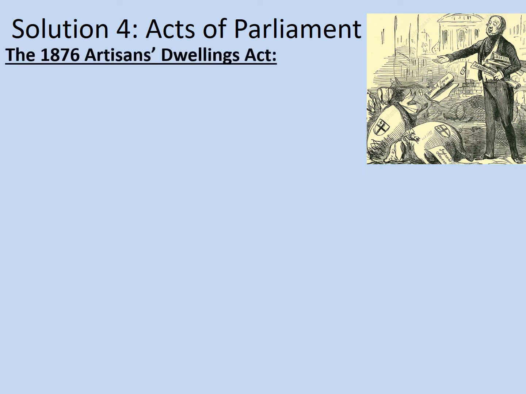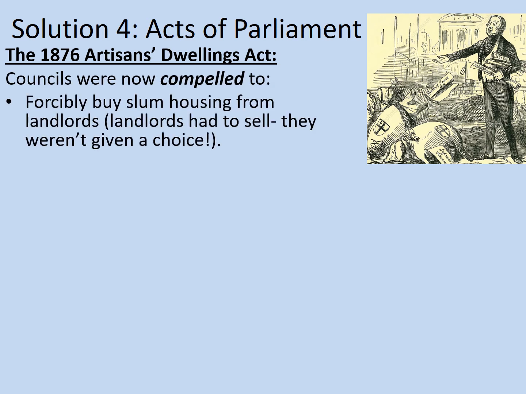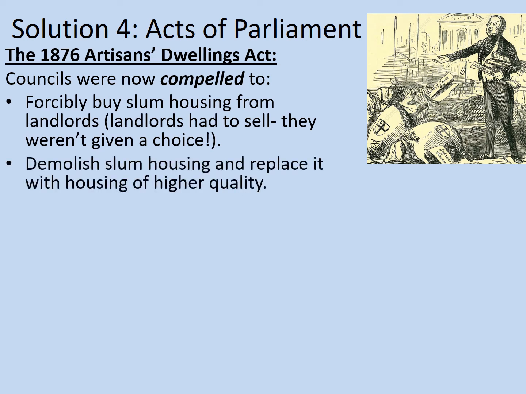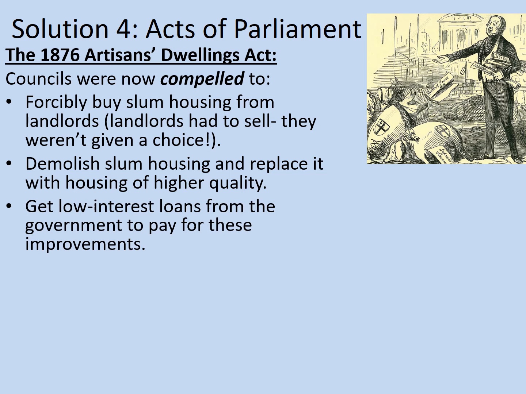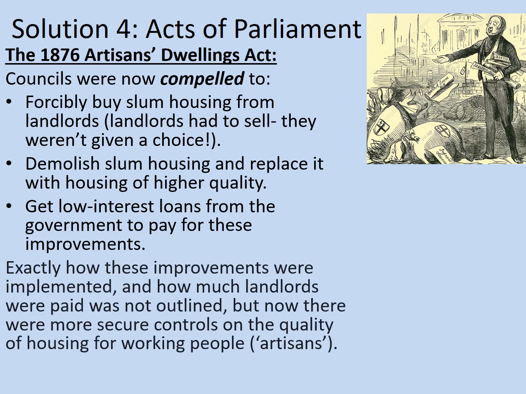Our next Act is the 1876 Artisans Dwellings Act. An artisan is basically a worker. Councils were now compelled again to forcibly buy slum housing from landlords. Landlords had to sell, they weren't given a choice. This would result in the demolition of slum housing and its replacement with housing of higher quality, and councils could get low interest loans from the government to pay for these improvements. Exactly how these improvements were implemented and how much landlords were paid was not outlined, but now there were more secure controls on the quality of housing for people.